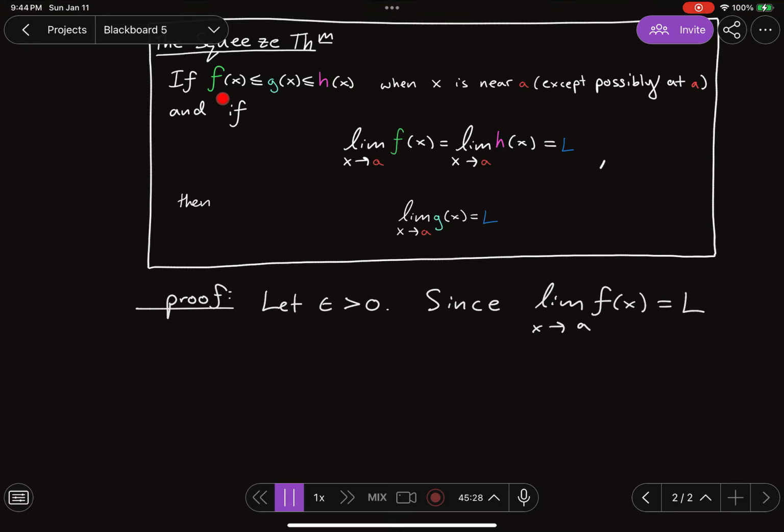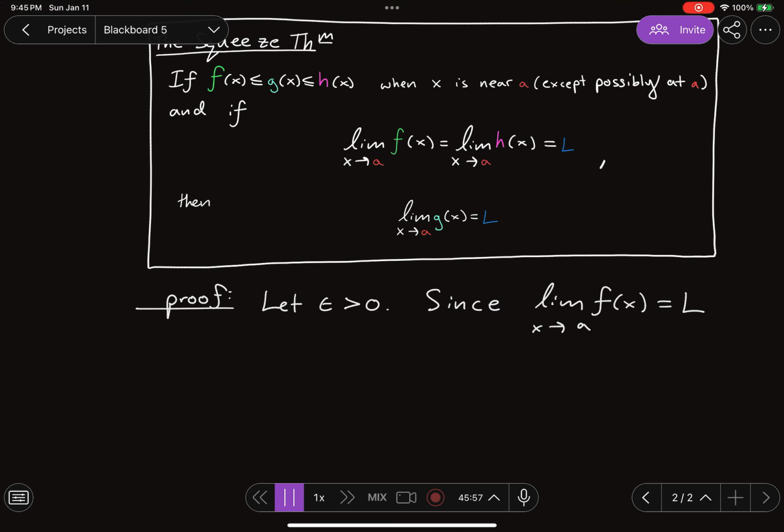All right, so technically, I should say at the beginning of my proof that let's suppose that f of x is less than or equal to g of x, which is less than or equal to h of x when x is near a, except possibly at a, and let's suppose that this is true as well. So we are assuming that this is true, and we are assuming that this is true, and our goal in the proof is to show that if both of these are true, then this no doubt must be true as well.